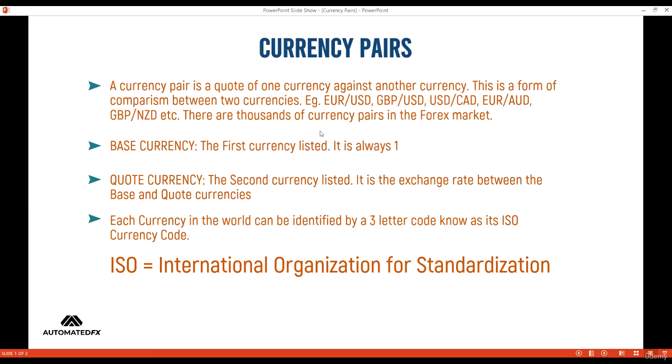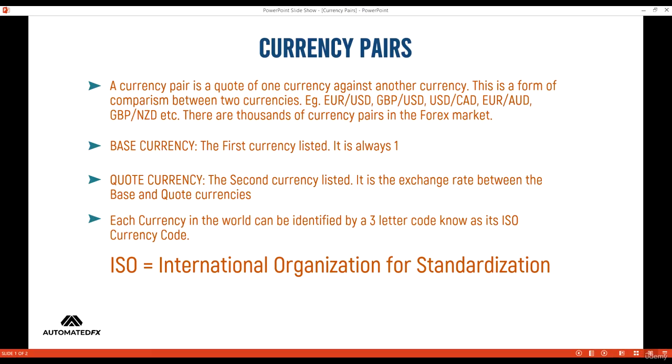The value of the base currency is always one. The value of the quote currency is the exchange rate between the base currency and the quote currency. I don't know if you understand, but I'm very sure you're going to understand in subsequent videos, because we are going to work with these metrics very easily and very frequently. So that's the idea of the base currency and the quote currency.